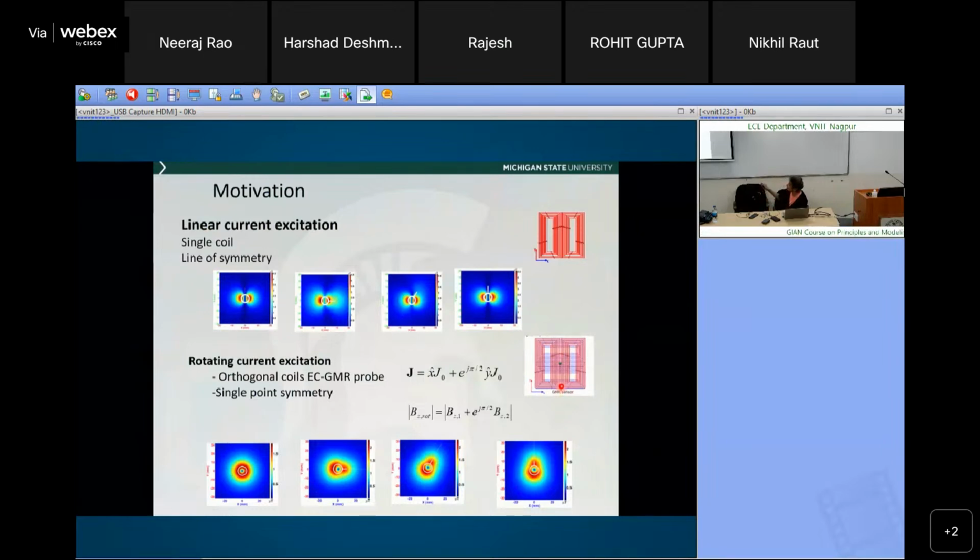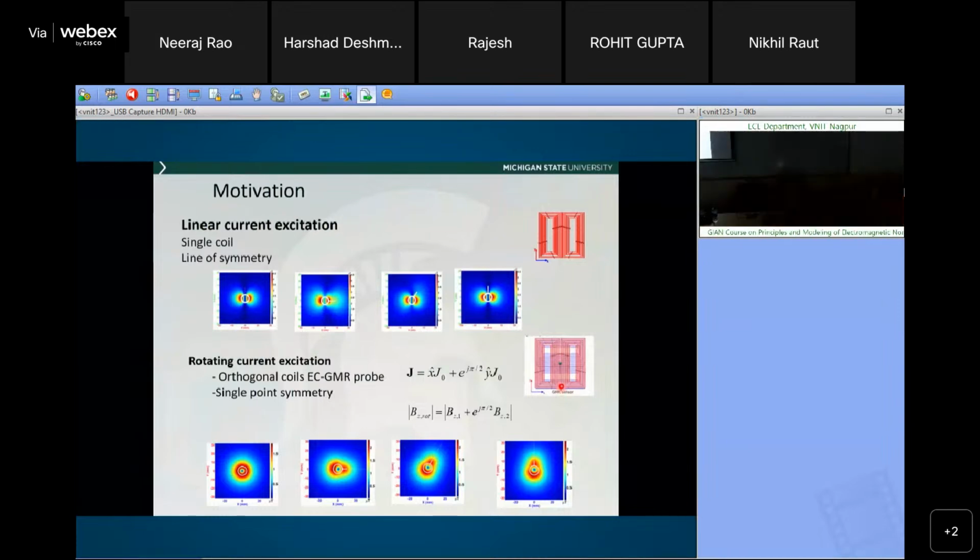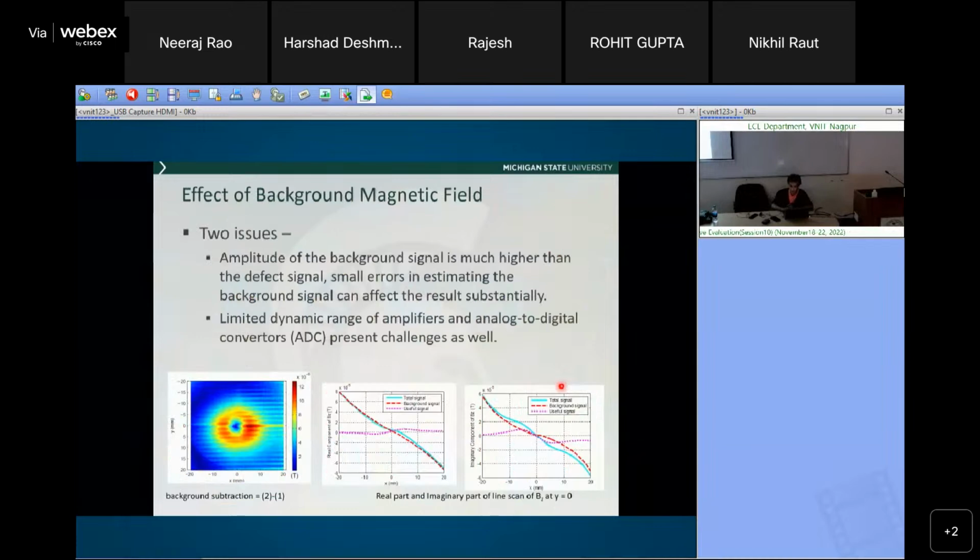So this is the red coil. That means current is in this direction. But you have another coil in the other direction. So even if it is static, if I have an array of sensors along this, there will be a different signal along the vertical axis. So this background field is larger than a defect field, so you're going to lose any defect information.